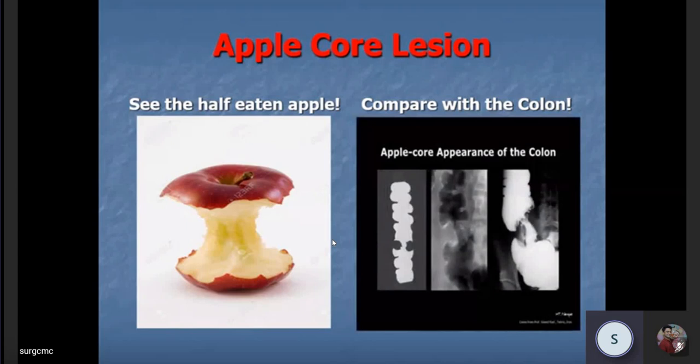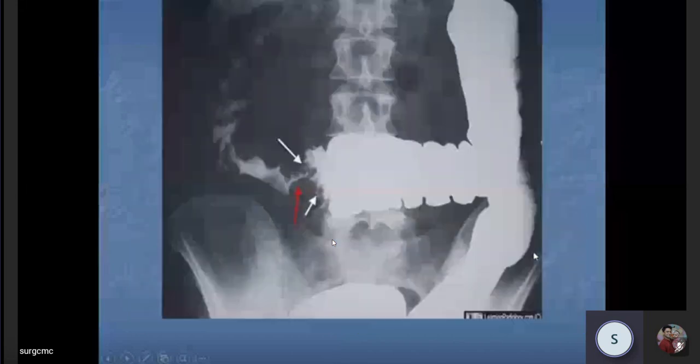A very important thing in barium studies in colon is the apple core lesion. What is an apple core lesion? You give the barium, you get a filling defect within the large bowel, and it is named an apple core lesion. This is an apple when you eat it from all sides, and this is the picture of an apple core within the bowel loop. I will show in a better plate.